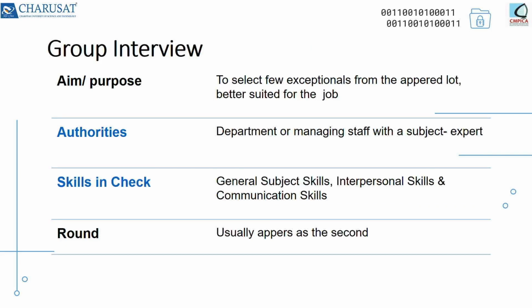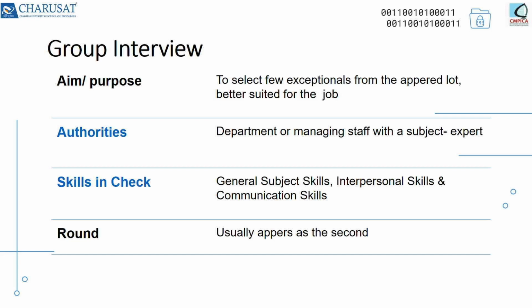Second comes the group interview. Out of the selected, screened candidates, there would be multiple applications that are thoroughly checked. The purpose of this group interview is to select a few exceptional ones from the appearing lot. It is picking out a few selected members from the whole group, and this is majorly seen in institutional academic selections. Group interviews are taken more in institutional and organizational formats. The authorities sitting in this group interview would be managing staff and subject experts. There is a special requirement for subject experts who check and verify the data, knowledge and expertise of an individual, and based on that expertise, the candidates and applicants might be selected.